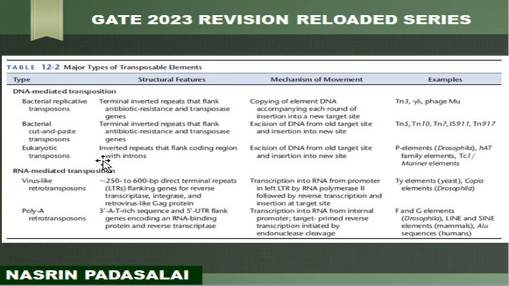Tc1. And next is RNA-mediated transposition. The examples of virus-like retrotransposition include the Ty element of yeast and the copia element of Drosophila. Examples of poly A retrotransposition include the F and G elements of Drosophila, the LINE and SINE elements of mammals, and the Alu sequence element of human.